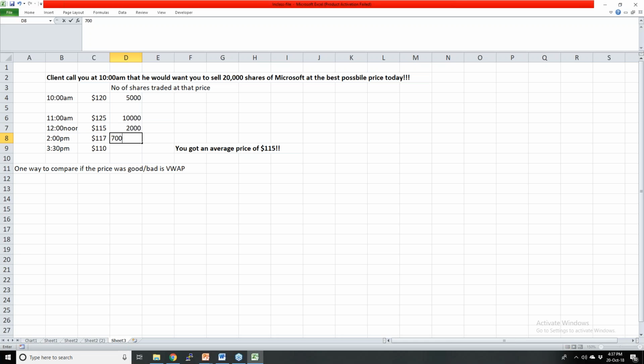At 117, say 7,000 shares got traded. And at 110, another 5,000 shares got traded. Now, at every point of time, you can obviously calculate how many trades are happening at that particular time, right? You can obviously calculate. So if you have that, then VWAP simply tells you number of shares multiplied by the price, right?